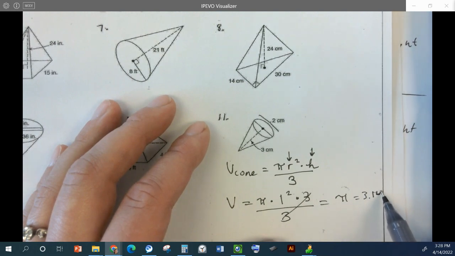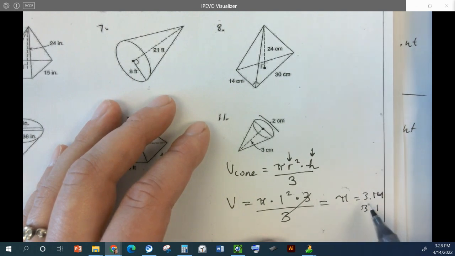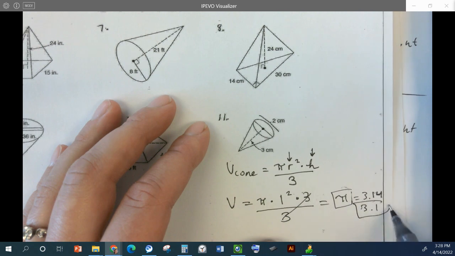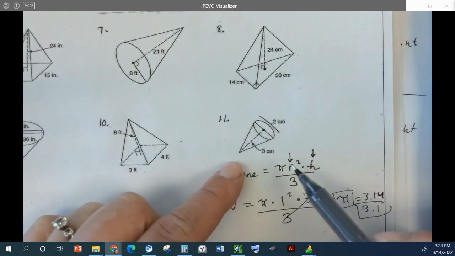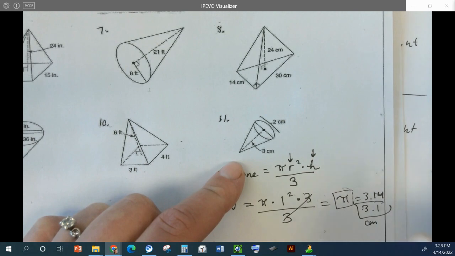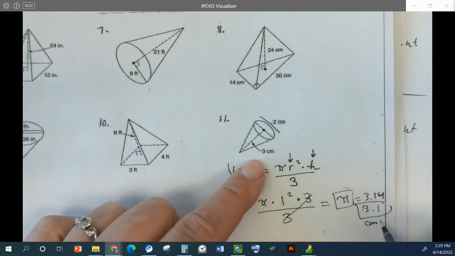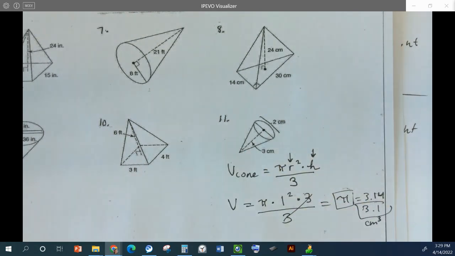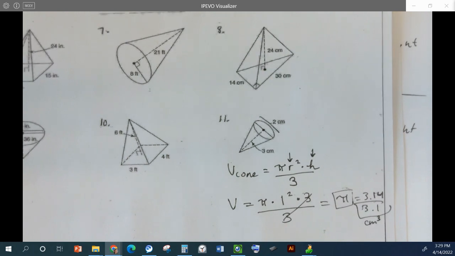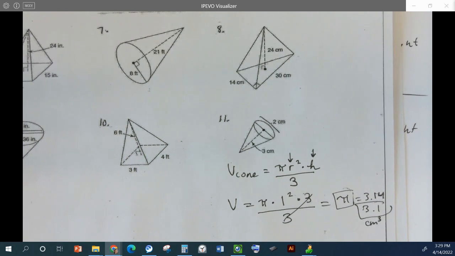So, or 3.14, which rounds to 3.1. So I would accept pi here or 3.1. And then our units are centimeters. And because this is a 3D shape, we have to do centimeters cubed. So I will be watching for your units on this assignment.